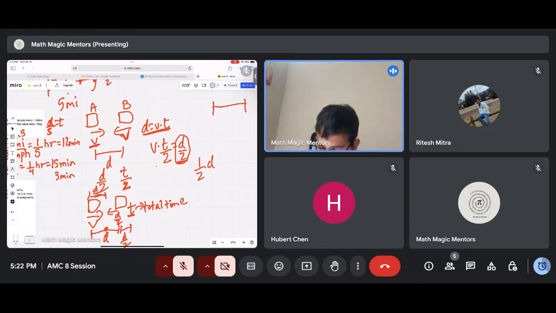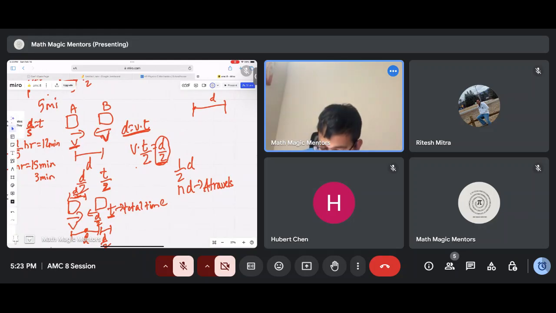So let's say you have some distance D. If A travels some factor N of that distance, so ND, right? If A travels ND, how much is B going to travel? D minus ND, right? Because whatever A travels, B is going to travel the rest of the distance because they have to catch up. But they catch up at the same time, or else they don't meet. They have to meet at the same time, right?